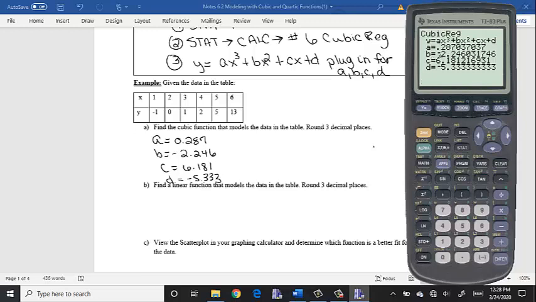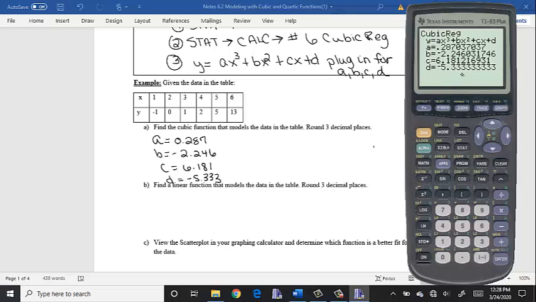I look at C, the third decimal is a 1, so I look to the right, that's a 2, so that's also going to stay a 1. And -5.333, I look to the right, that's a 3. So since that is not 5 or higher, that also stays a 3. So I've got my coefficients.